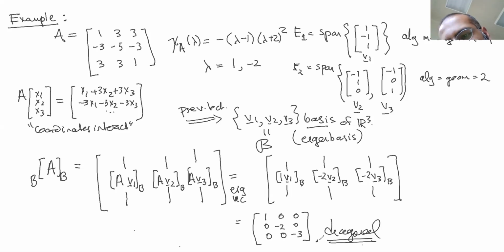Okay, so this is the punchline. Let's call this matrix D, right? So I just proved that A is similar to a diagonal matrix, and the similarity was given by the eigenvector basis. And the whole point of this diagonal matrix is that it acts separately on the different coordinates, right? So the coordinates are decoupled.